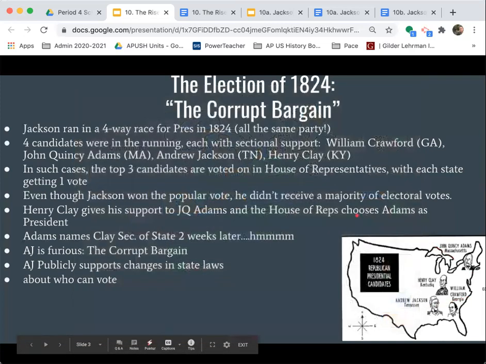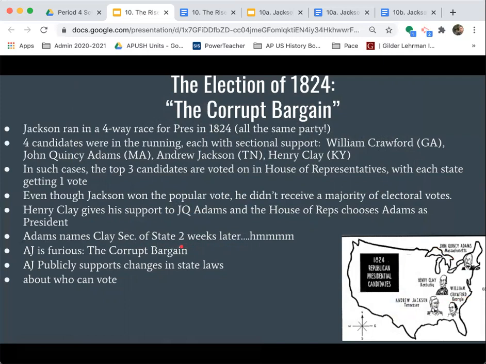Now, two weeks later, Quincy Adams names Henry Clay, who helped get him the presidency via this runoff election, his new Secretary of State, which is a very important position. This looks a little shady. Andrew Jackson is furious because he's like, you traded the presidency for a position as Secretary of State. He's mad specifically at Henry Clay because he's like, Clay, you convinced Congress to vote for Quincy Adams, and then Quincy Adams gave you one of the most important positions in government. That looks shady. That looks corrupt.